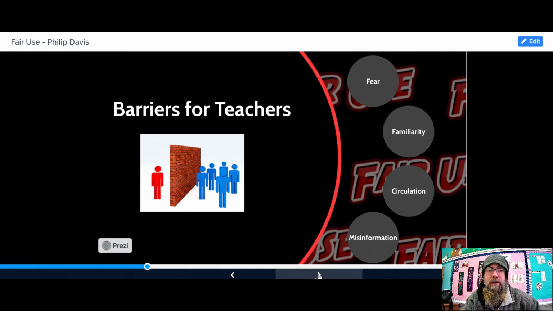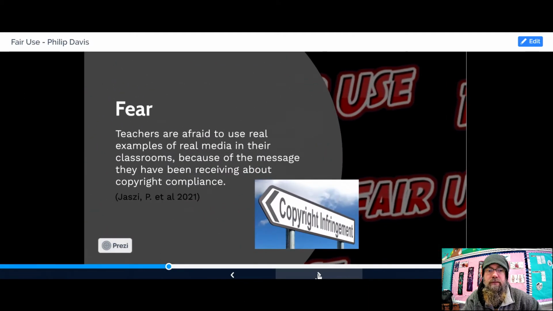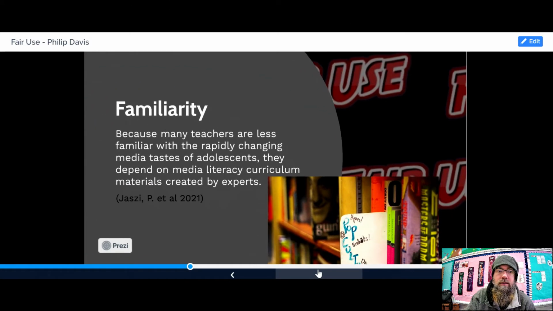So what are some of the barriers for teachers when it comes to using multimedia that's copyrighted? Well, fear. Teachers are afraid to use real examples of media in their classrooms because of the message they have been receiving about copyright compliance. Familiarity. Because many teachers are less familiar with the rapidly changing media tastes of adolescents, they depend on media literacy curriculum materials created by experts and not by themselves.